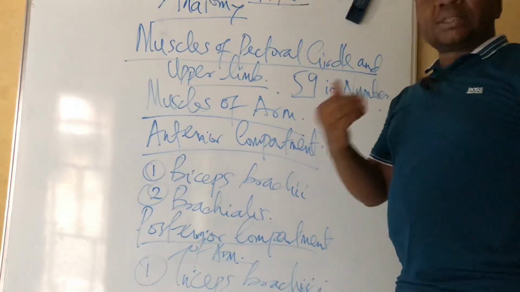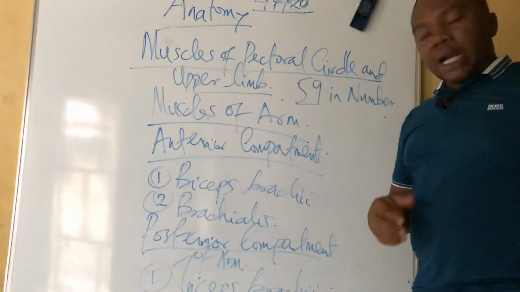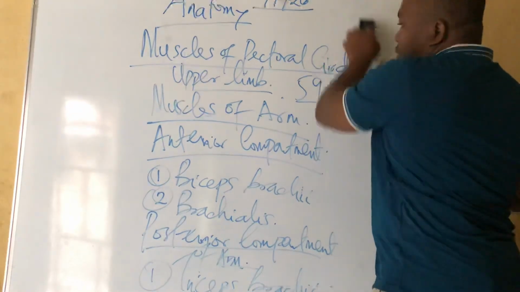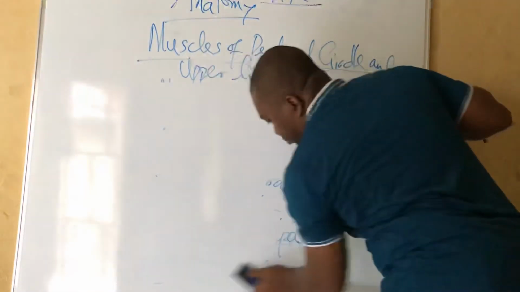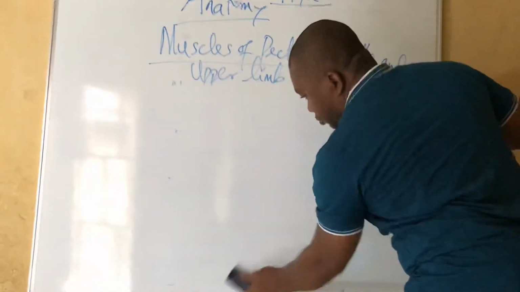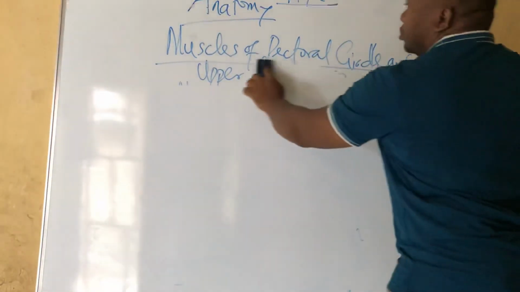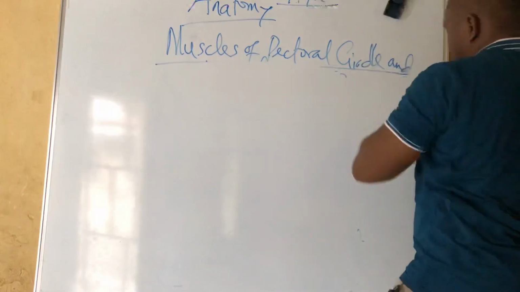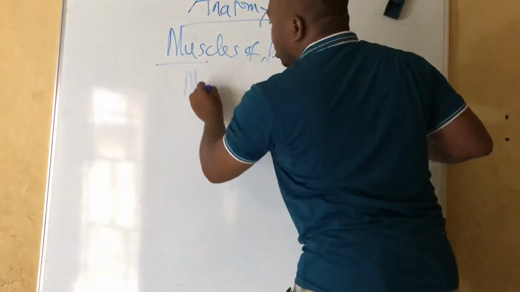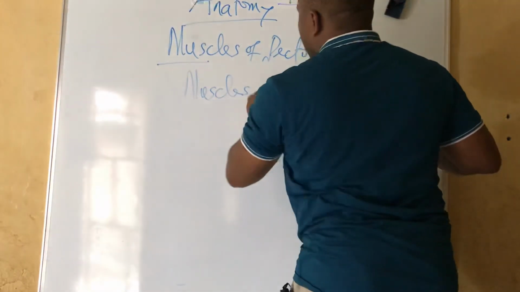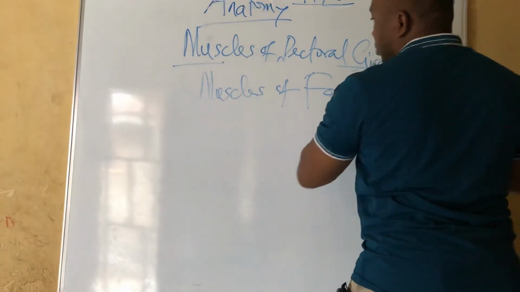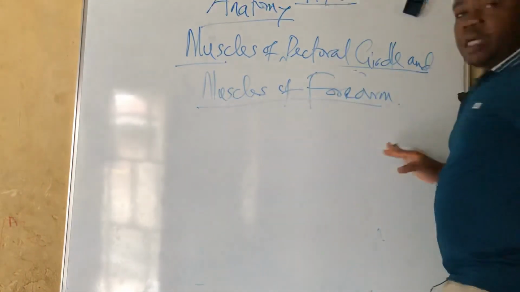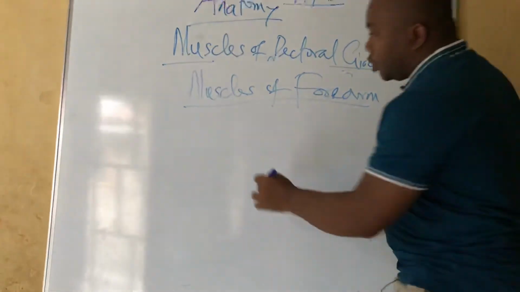Then we'll now look at the muscles of the forearm. Then we look at their compartments. Look at the anterior compartment.